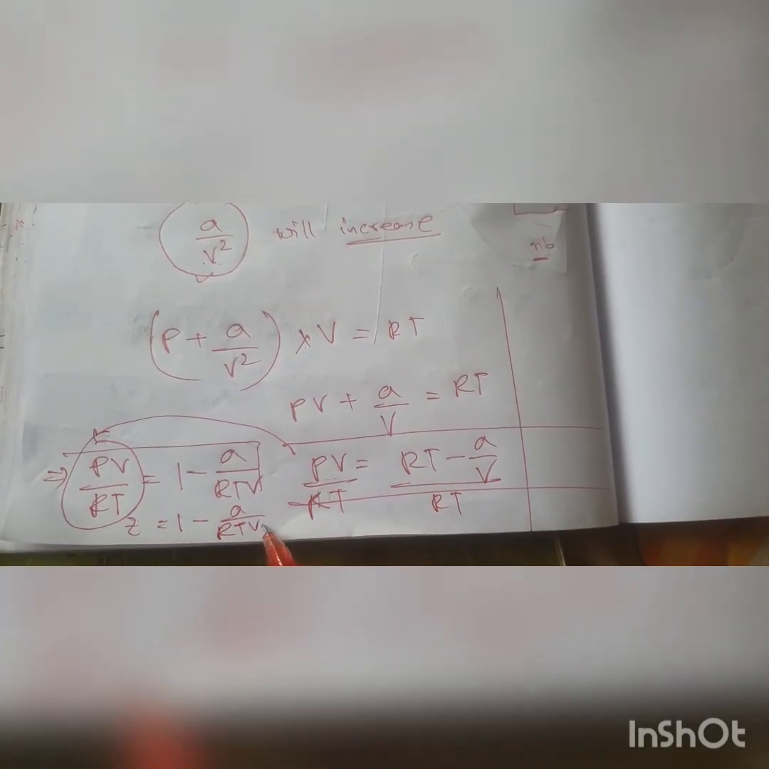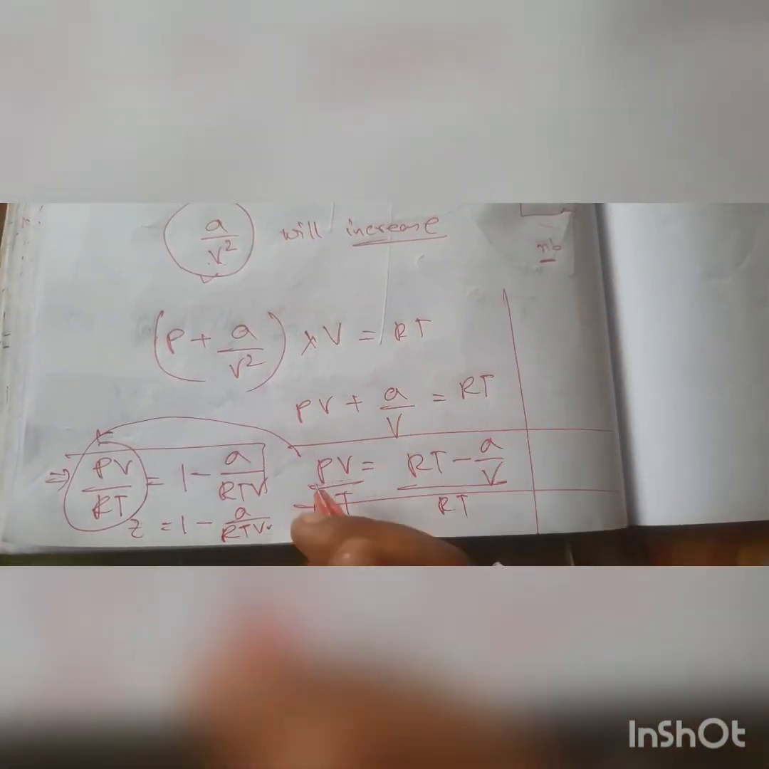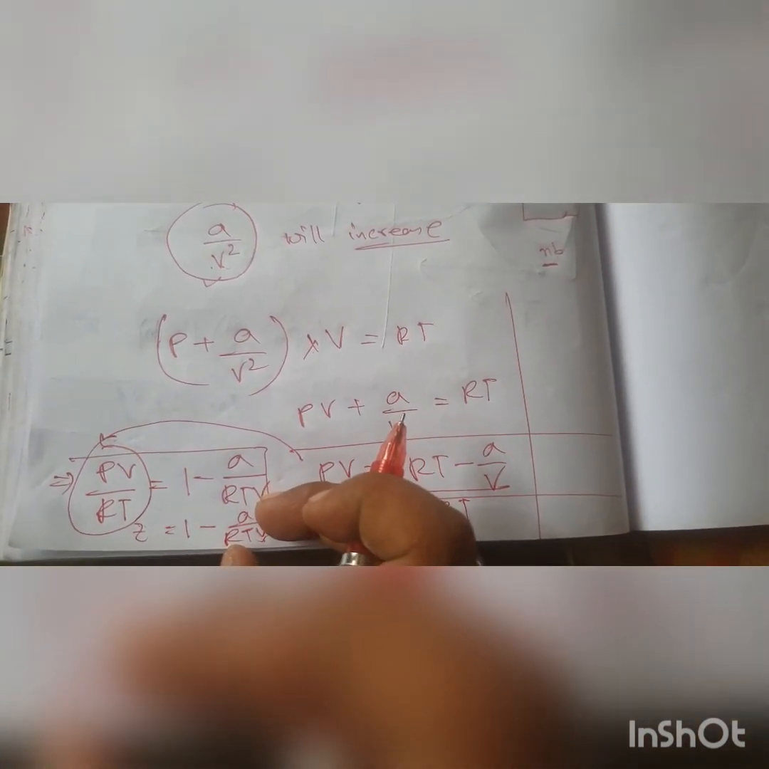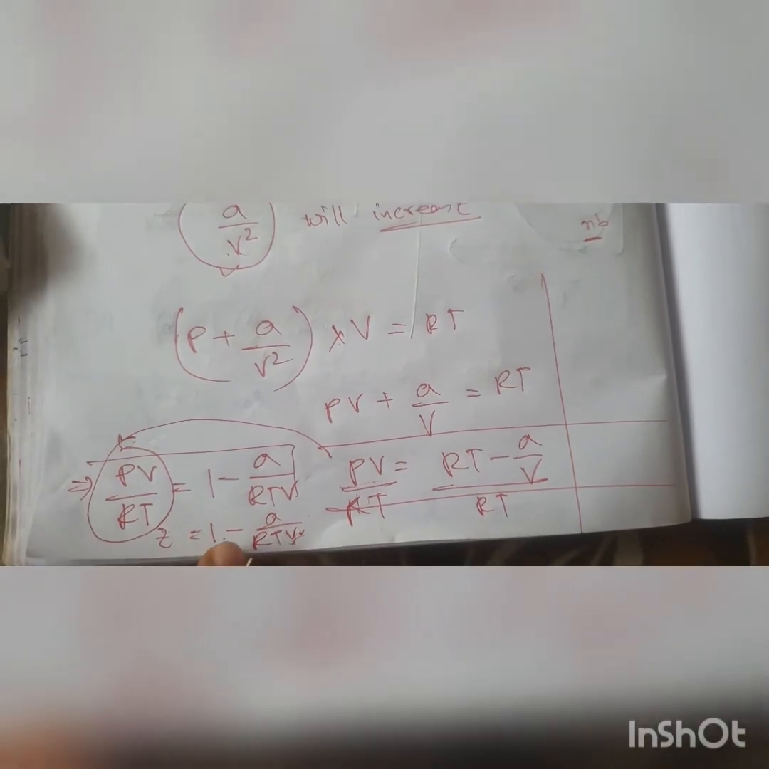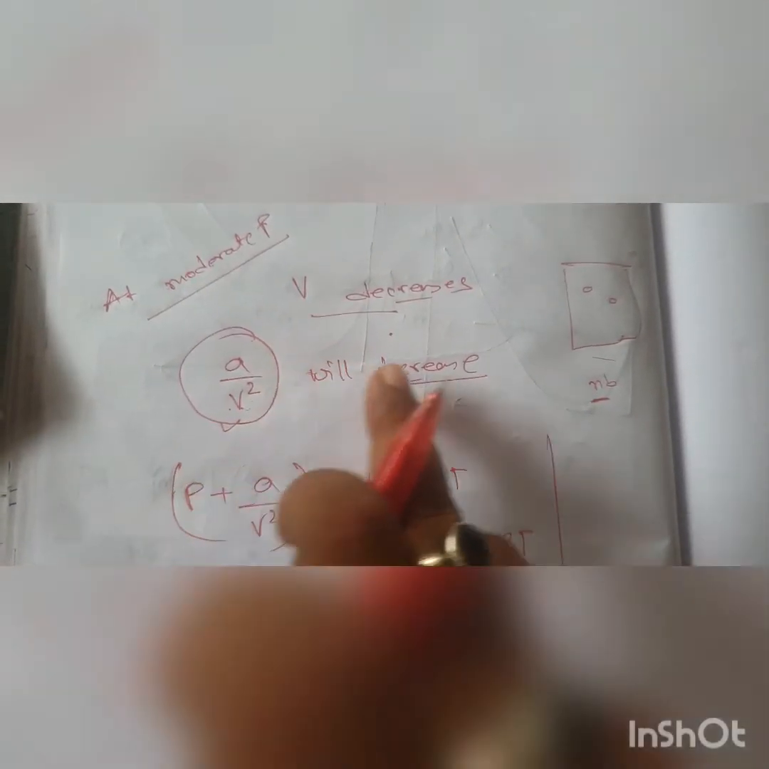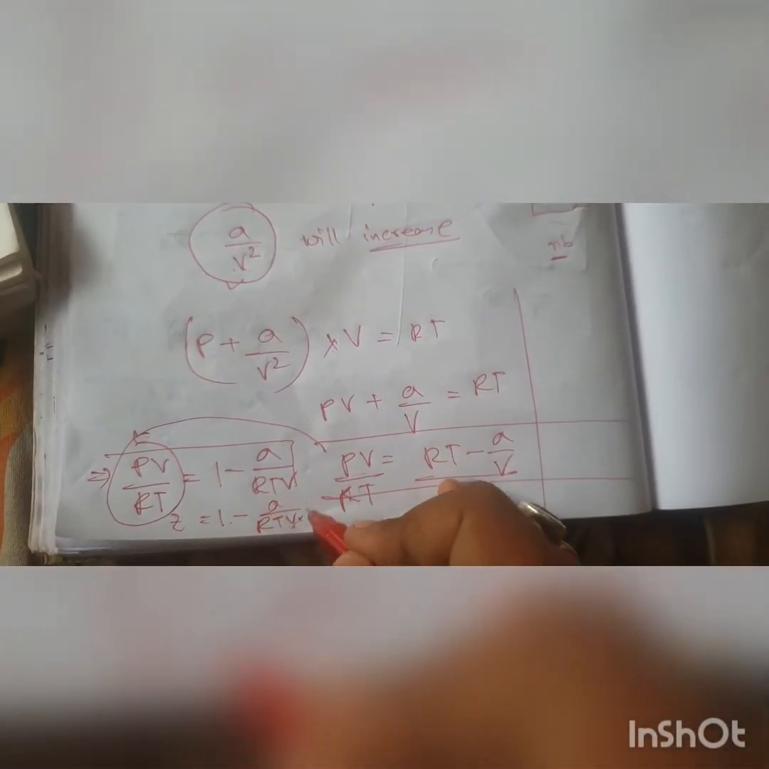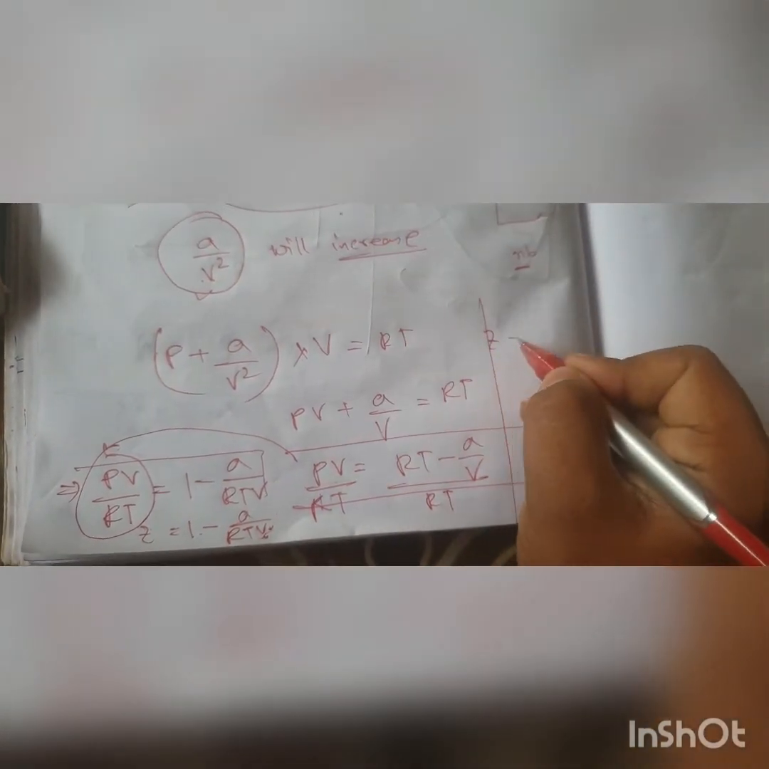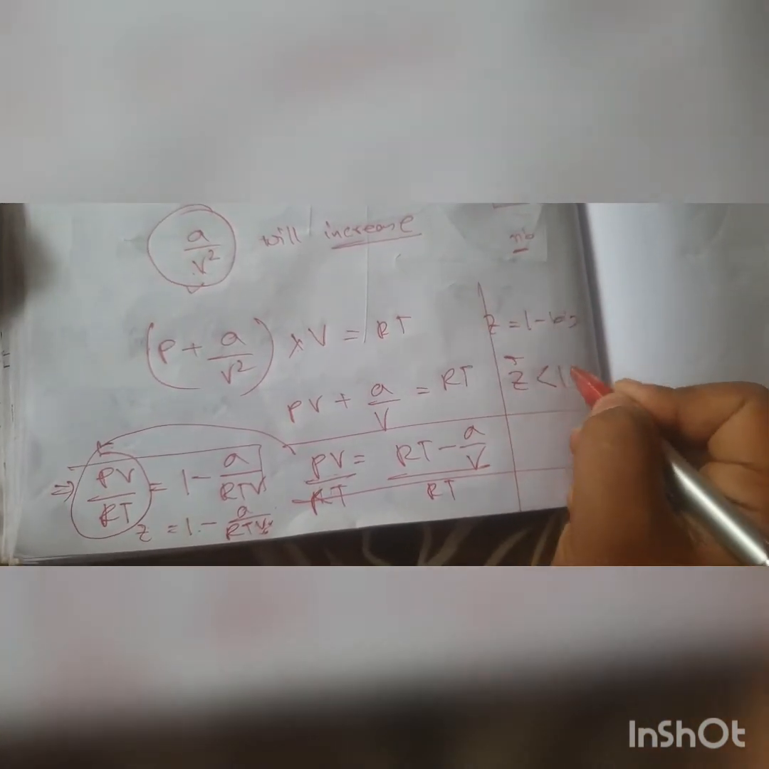So that means what? If V is smaller, A by RTV has a considerable amount of value. Why do you get this? At which situation? You get this when V decreases. When V is small, you cannot neglect this value. This value will become bigger and bigger, because it is in the denominator. So Z is equal to 1 minus a bigger value. Z will be then less than 1. Understood?